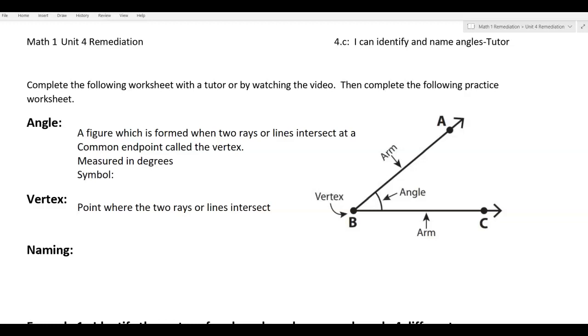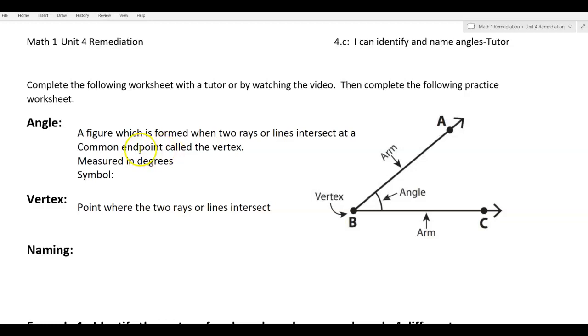Hello, Math 1 students. This lesson is on 4C, which is identifying and naming angles. The better you understand how to identify and name angles, the easier geometry gets, right? Because angles are a huge part of multiple facets of geometry. So we're going to start with just defining an angle.